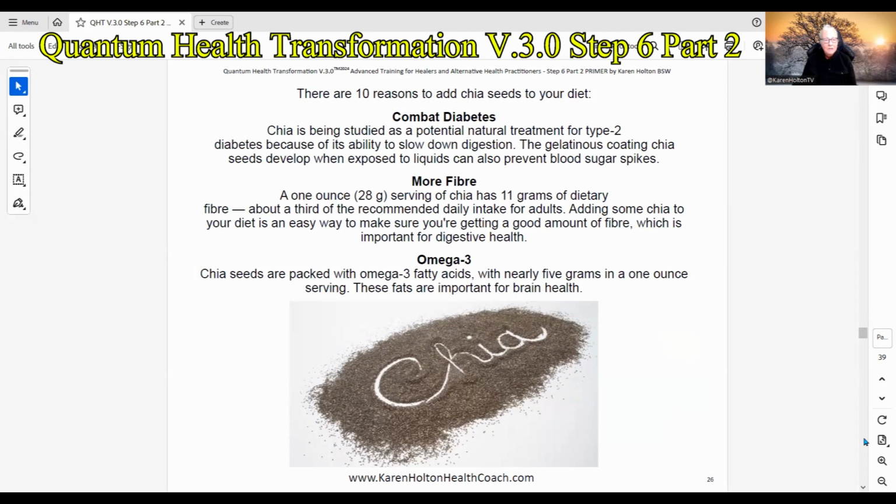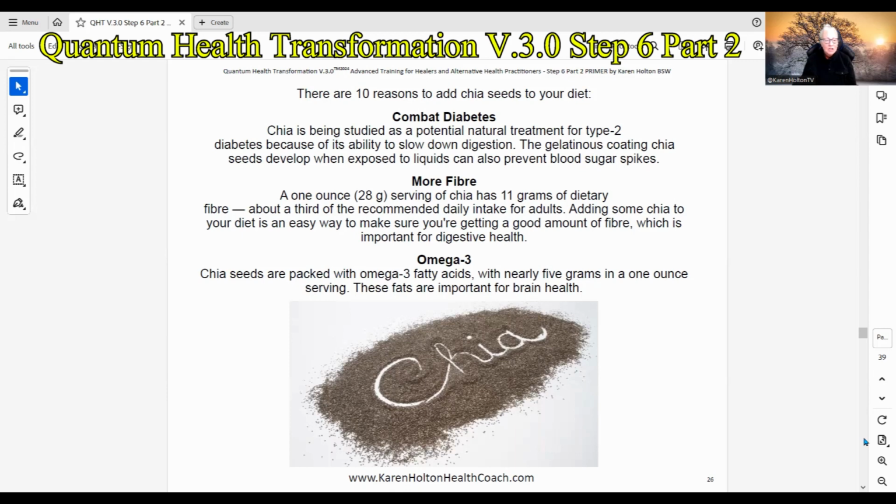More fiber. A 1 ounce or 28-gram serving of chia has 11 grams of dietary fiber, about a third of the recommended daily intake for adults. Adding some chia to your diet is an easy way to make sure you're getting a good amount of fiber, which is important for digestive health.